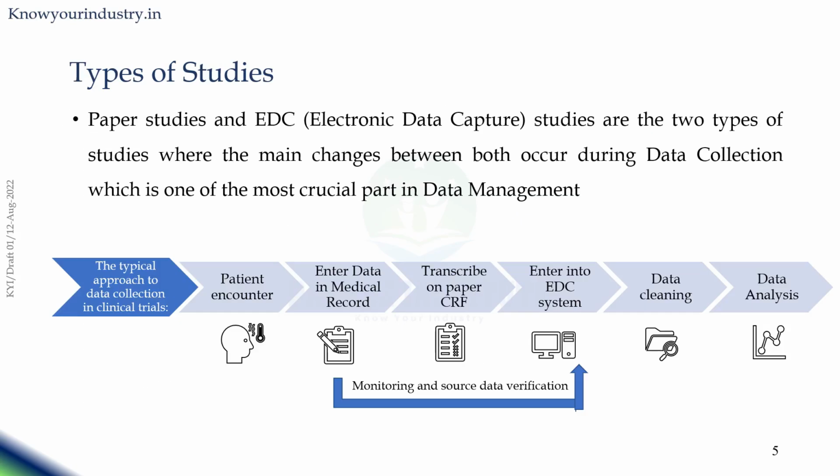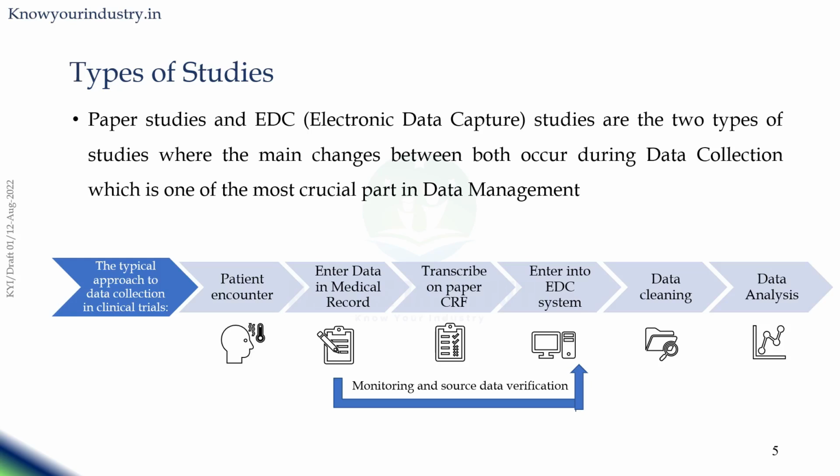Types of studies. Paper studies and EDC studies are the two types of studies where the main changes between both occur during data collection, which is one of the most crucial parts in data management. For any study, the data which is to be captured should be compatible with the requirements mentioned in the protocol. So what is a typical approach to collect the data in clinical trials?